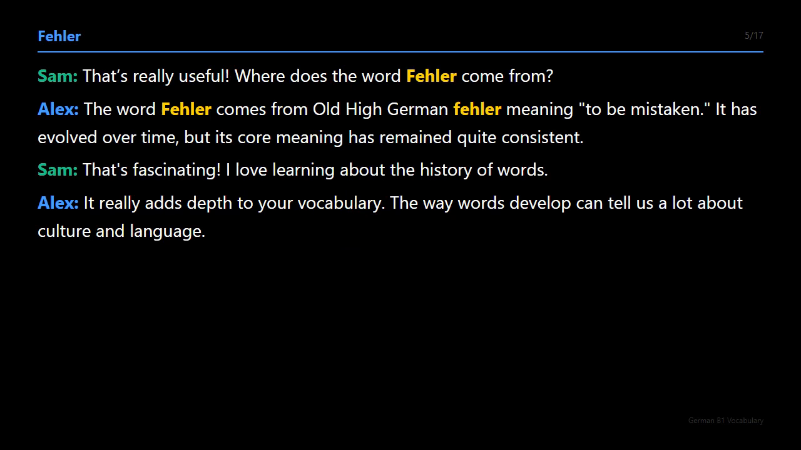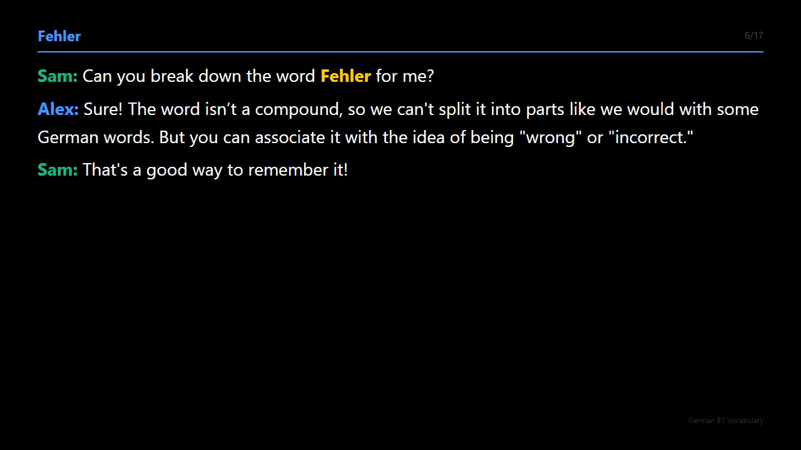Can you break down the word Fehler for me? Sure. The word isn't a compound, so we can't split it into parts like we would with some German words. But you can associate it with the idea of being wrong or incorrect. That's a good way to remember it.